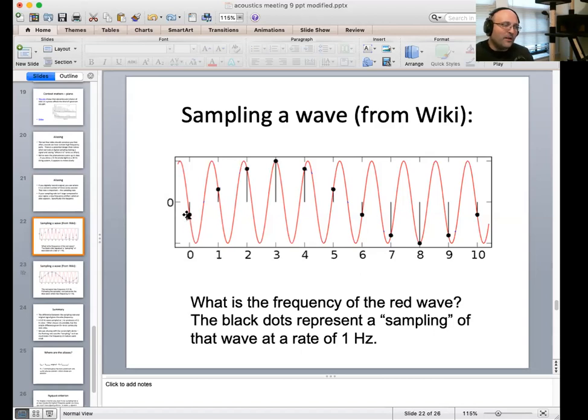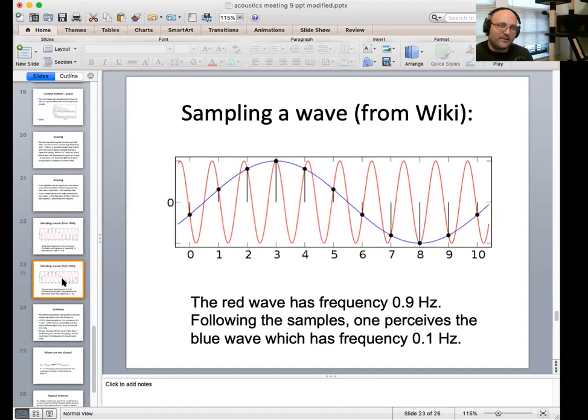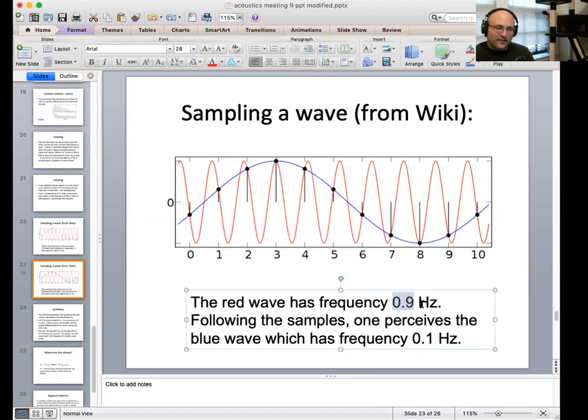But if my sample rate is 1, that means every time the second ticks, I see where this is. Then if you play connect the dots, you get something like this. And so the wave, as I've digitally sampled it, actually only goes through 1 cycle in 10 seconds. So the frequency I'm trying to sample is 0.9 hertz, but my sample rate is 1, and so the result is an alias of 0.1 hertz.